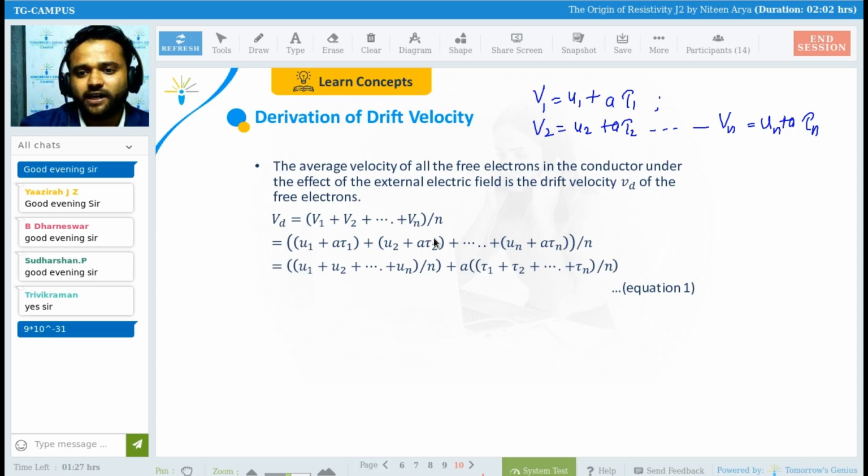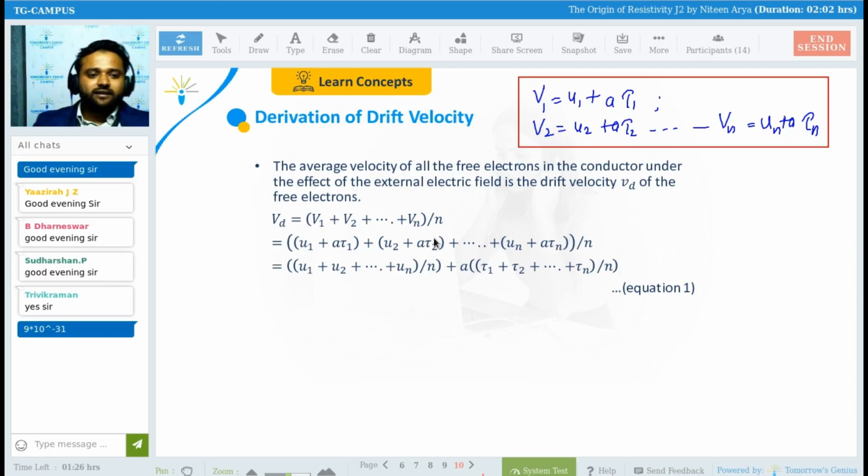Now you tell me, what do you understand by this tau? What do you understand by u1, u2 or un? Because v1, v2, v3 is the velocity of each particular electron which is drifting towards the positive terminal. Where do this u1 and tau 1 come from? Tell me, anyone. And if you don't know, why don't you ask? What is this u1 in general? Obviously, tau 1 we're going to explain. Does anyone know this, or should I explain?